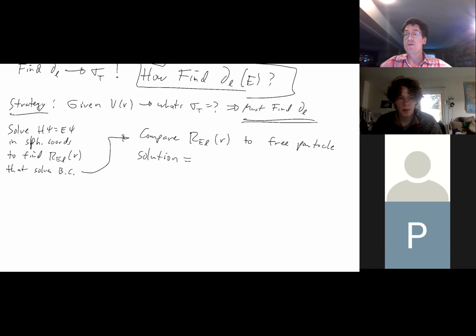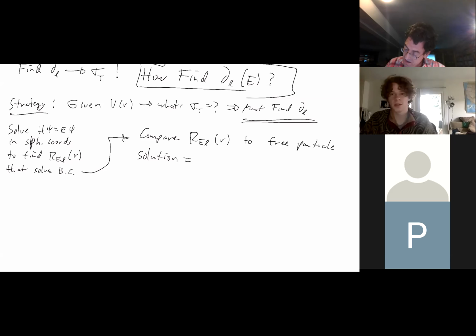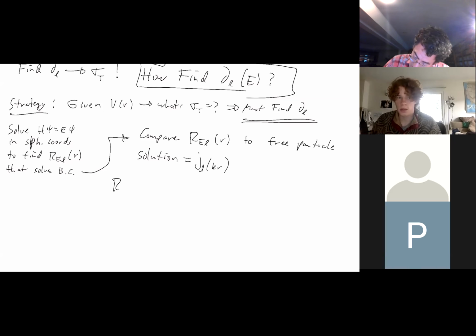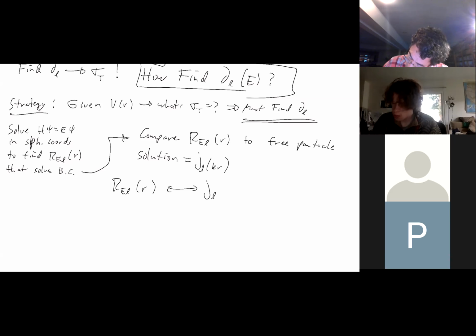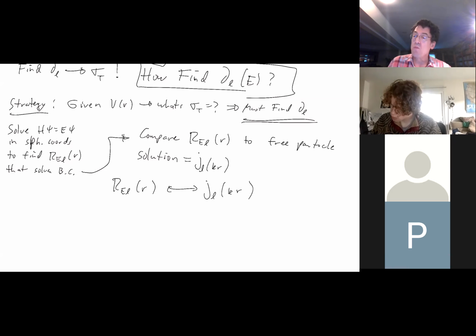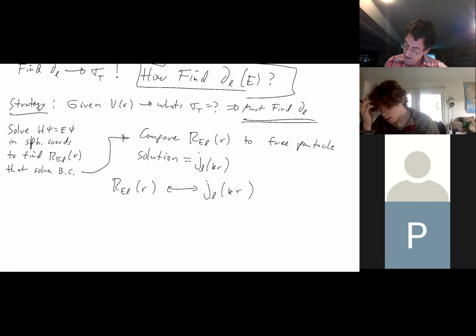Someone tell me, what is the free particle solution of the radial component of the wave function for a free particle? The spherical Bessel function. Yes, that's exactly right. So you compare R_L(r) to the free particle solution. And where do you compare them? Where in space? Do you compare them close to the potential or far away? Far away. Yes.